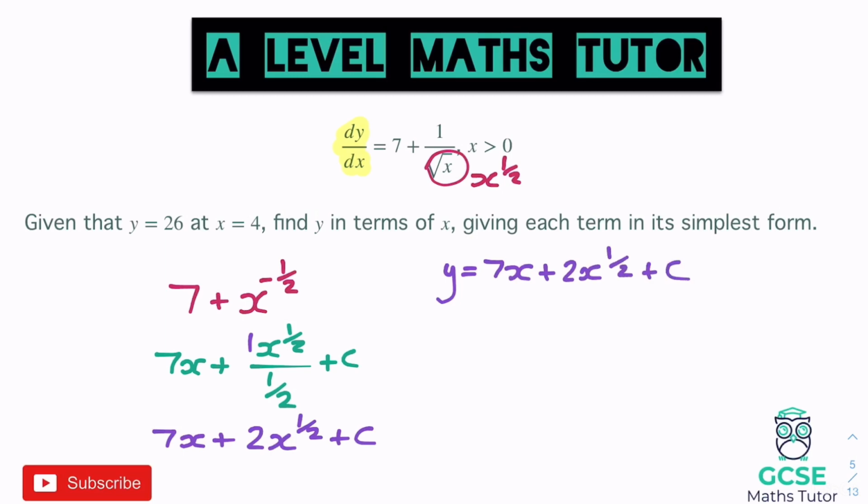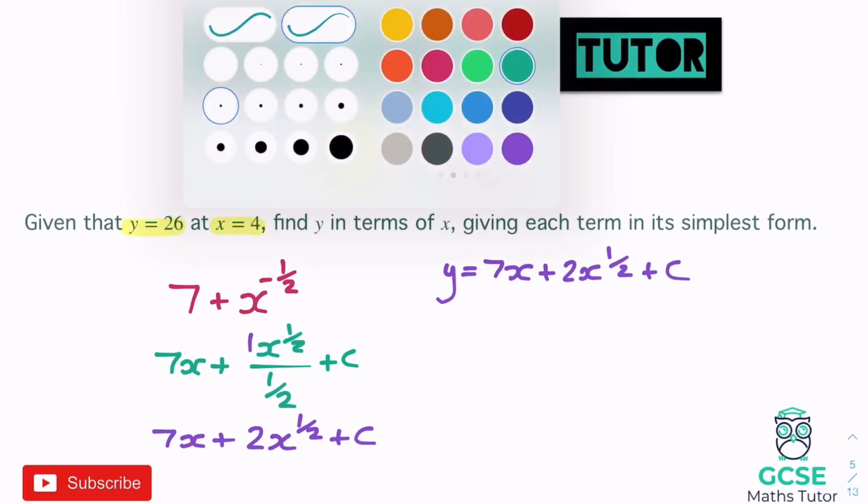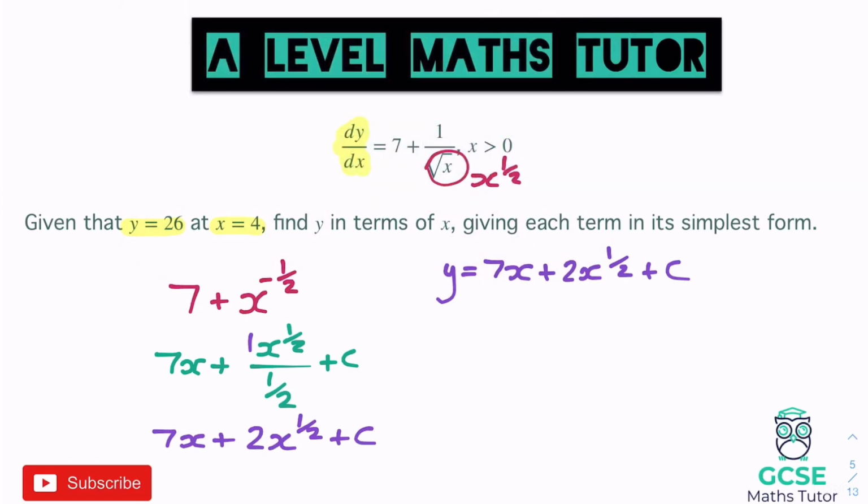plus c. Obviously this question has given us some values. It says y equals 26 at the point where x equals 4. So if we substitute these values in, y is 26, so 26 has to equal 7 lots of 4, because x is 4. 7, 14, 21, 28. So 7 lots of 4 is 28, plus then we have 2 lots of x to the power of a half. 4 to the power of a half is the square root of 4, which is 2. So we have 2 lots of 2, and then plus c.